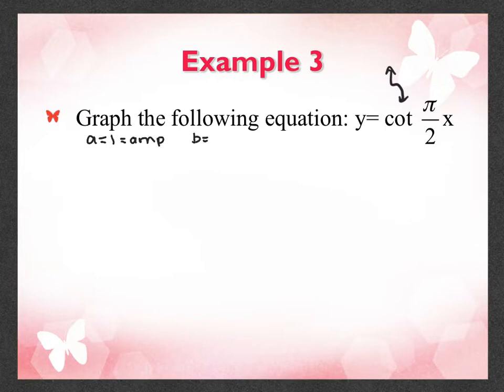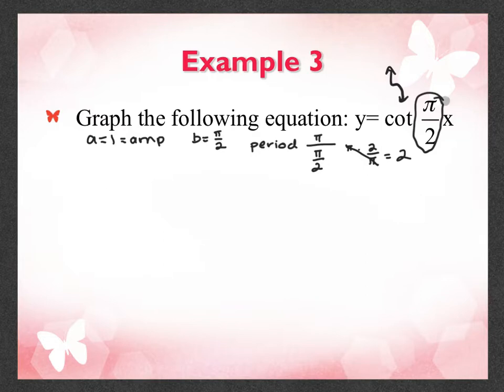The b is what's in between the cotangent and the x, which is pi over 2. And the period is pi over b, or pi over 2. And then I'm going to keep change flip. The pi's cross, and I just get 2. So my period is 2.